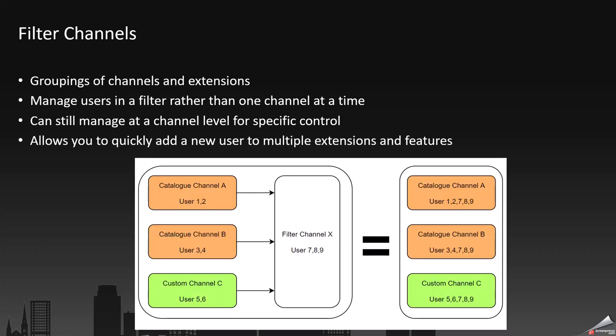Here's kind of an idea of what that looks like. You have a couple users in channel A, a couple in B, and a couple in C, but then you also have a few users that are in this filter. The filter is set up for channels A, B, and C, and the result of that is you've got a slightly different set of users in each of these 3 channels that can use those features. 7, 8, and 9, you can see you added them once and they're automatically in A, B, and C. Pretty cool.